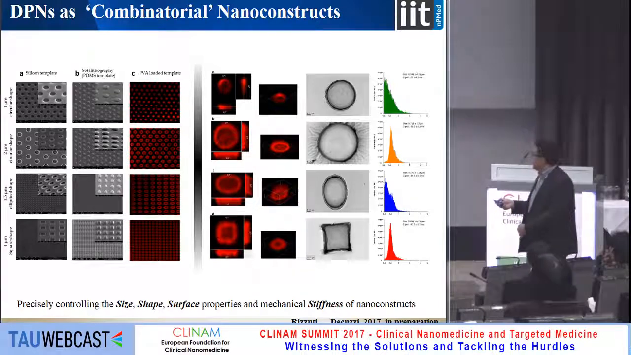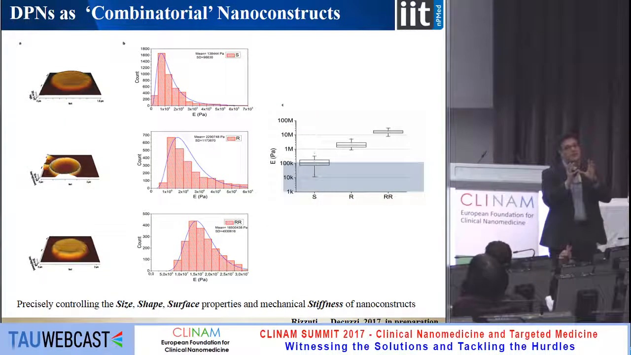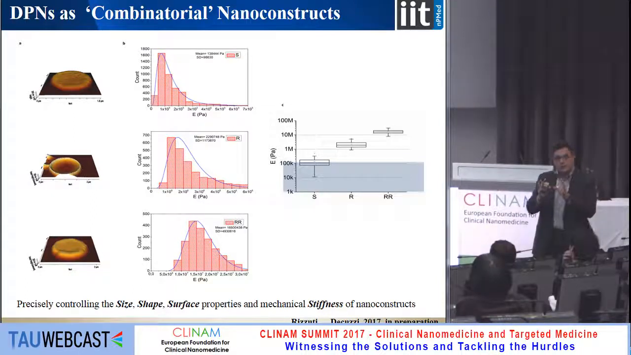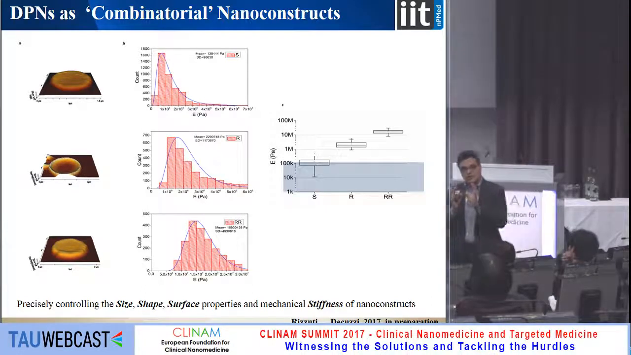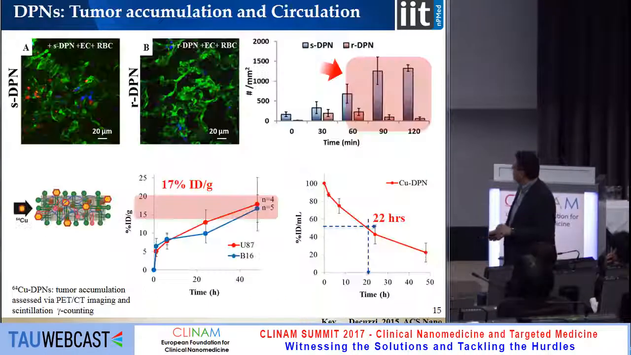And now, not only that, but we can change the stiffness. So now these particles are actually deformable just like cells. Not only can we modulate size, shape, surface properties, but also the stiffness. So they are deformable like cells. Some of them, some others are rigid. And what are the advantages of this?